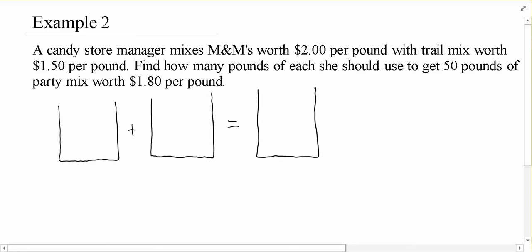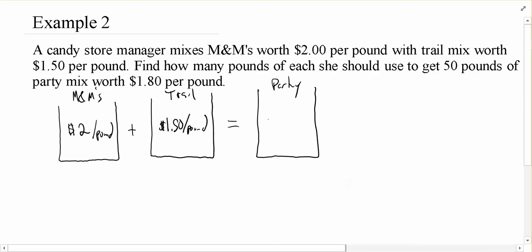Now inside the bin, I'm going to put the concentration. That's what's always going to happen in these problems, is there's a concentration involved. So in here, I'm mixing M&Ms with trail mix to get party mix. And the concentration of the M&Ms is $2 per pound. Now, sometimes concentration is given in percent. Sometimes it's per pound. There's always going to be a per in there when talking about the concentration. The trail mix was $1.50 per pound.